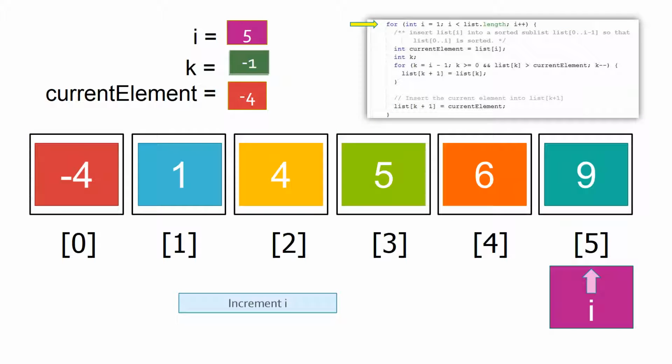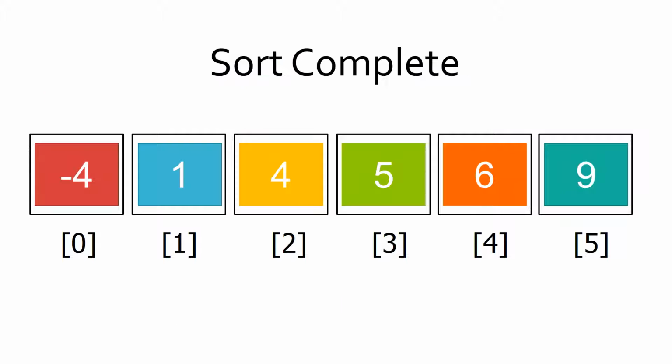And if we increment I one last time, we'll exceed the length of our array. So we'll end our outer loop and we'll have a sorted array.